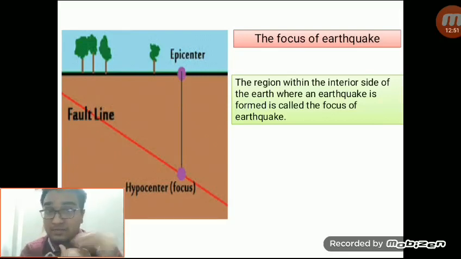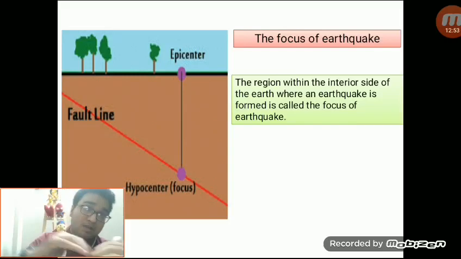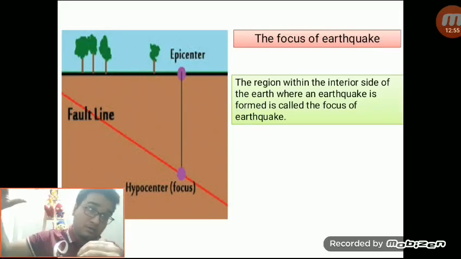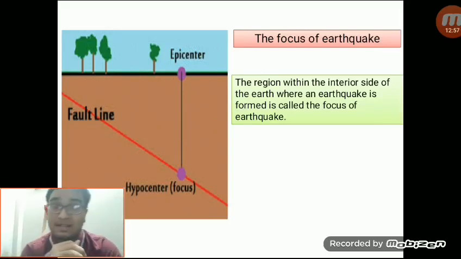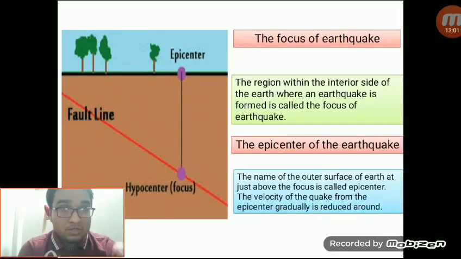So what is called the epicenter of the earthquake? The point just above the focus on the earth's surface is called the epicenter of the earthquake. So these are the definitions of the epicenter of the earthquake. The name of the outer surface of the earth just above the focus is called the epicenter. The velocity of the quake from the epicenter is gradually reduced around. Okay, so that's all about the focus of the earthquake and the epicenter of the earthquake.